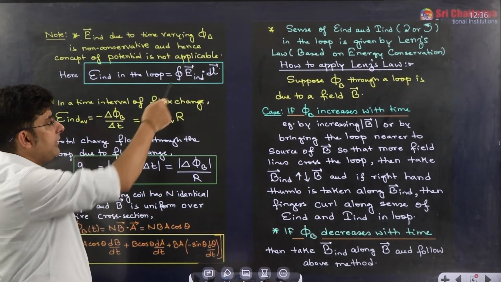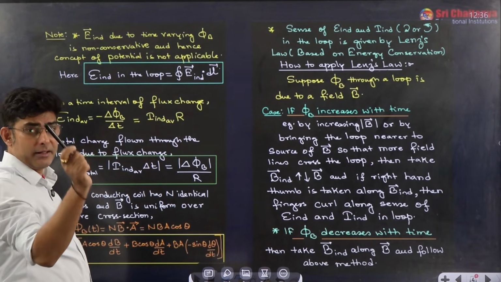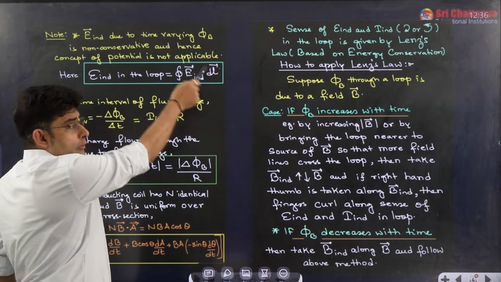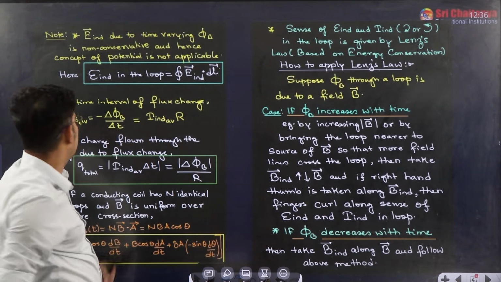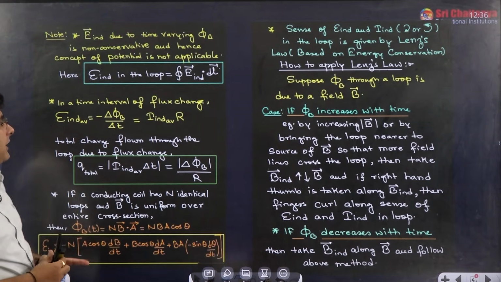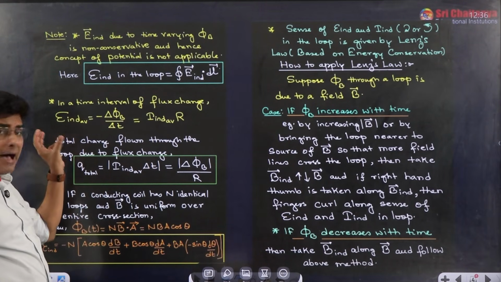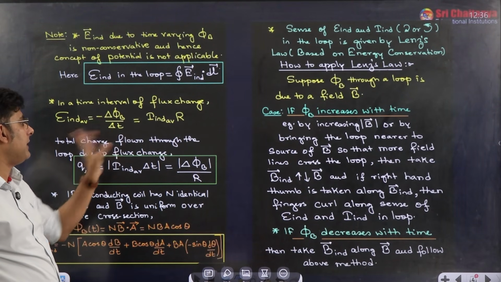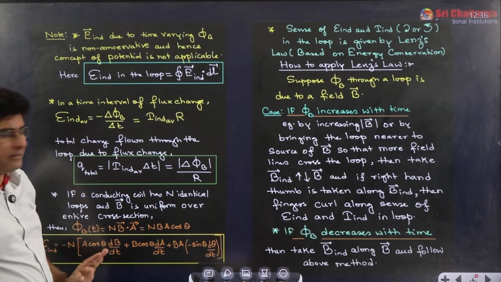Now, you know, if it was an electrostatic field, then the closed integral of E dot dl would be 0, a conservative field. But it is a non-conservative field, so it is not 0. This closed integral E dot dl for the entire loop will give you the total EMF induced. In a time interval of flux change, suppose you are considering any time interval in which flux is changing, the average EMF, if they ask, instead of minus d phi by dt, you will write minus delta phi by delta t, which is the induced average current multiplied by the resistance of the coil.